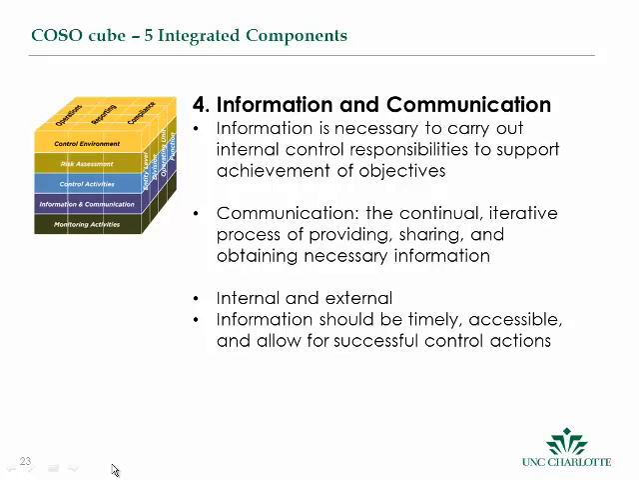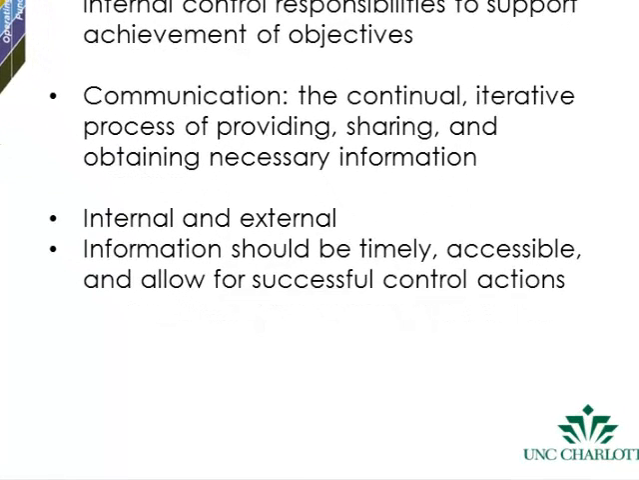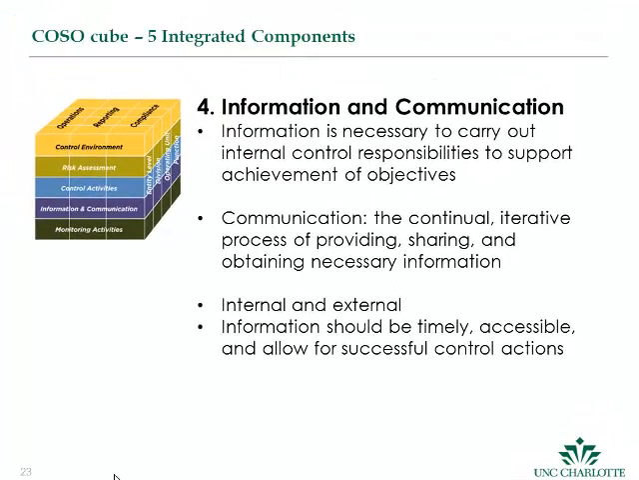The fourth component of the internal control framework is information and communication. This component is pretty straightforward, but is also very important in ensuring a cohesive, sustainable framework. Accurate, timely information is necessary to properly carry out internal control responsibilities in support of the achievement of an organization's objectives, and communication is a continual, iterative process of providing, sharing, and obtaining that necessary information. Management and employees must be able to obtain information from both internal and external sources as necessary, and communication paths must be viable to both internal and external parties. Information should be timely, accessible, and allow for successful control actions.